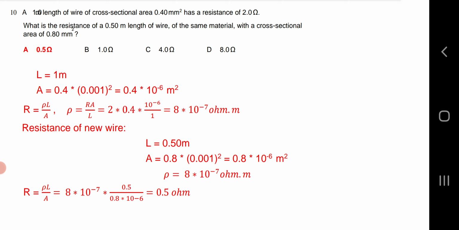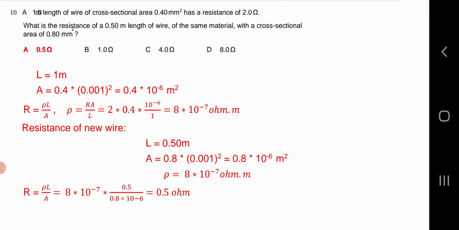So length is 1 meter and area of cross section is 0.4 millimeter square. So convert it into meter square. I have shown you the conversion, and the area in meter square is 0.4 into 10 to the power minus 6 meter square. Now use the formula of the resistance. Resistance is resistivity multiplied with the length of the wire and divided by the cross-section area of the wire. And from this formula we can find the resistivity. So resistivity is resistance multiplied with the area and divided by the length.